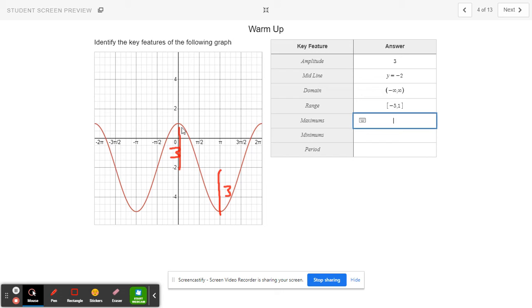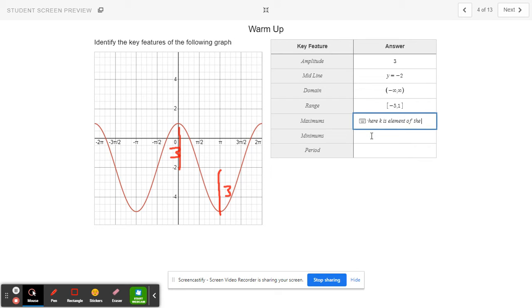Our maximums are every 2pi. We hit a maximum, it starts at 0, and the maximum is at 1. So how do you write that? It's just going to be (2pi k, 1), where k is an element of the integers.